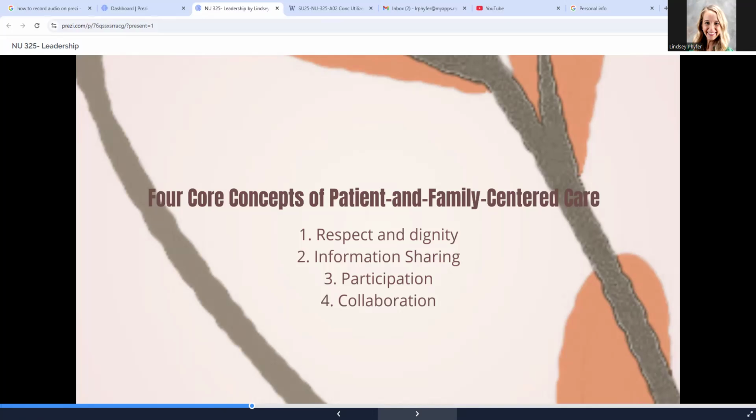The third component is participation. Patients and their families should be encouraged and supported in participating in the care and decision making. And the fourth and final concept is collaboration. It's important that healthcare leaders collaborate with patients and their family members when it comes to policy and program development, implementation of interventions, and evaluation of the interventions that were implemented. So maybe that looks like implementing an educational program about quitting smoking, and evaluating that is whether or not that patient was able to actually quit smoking.